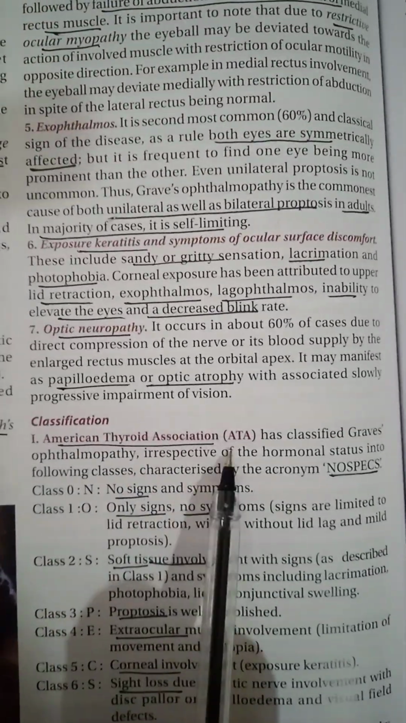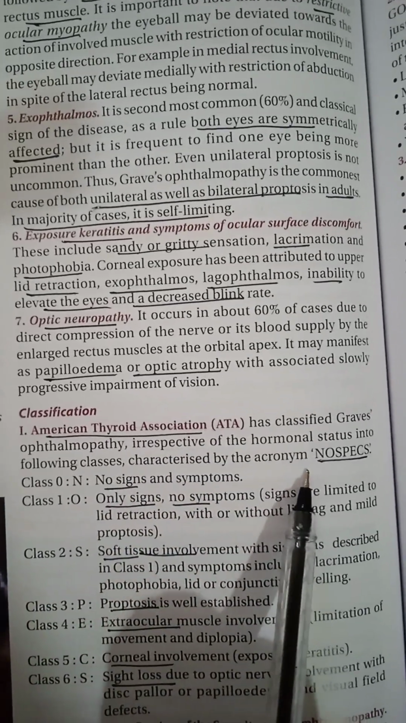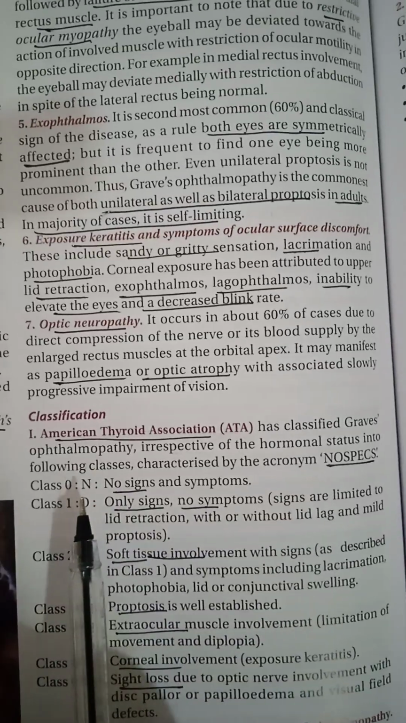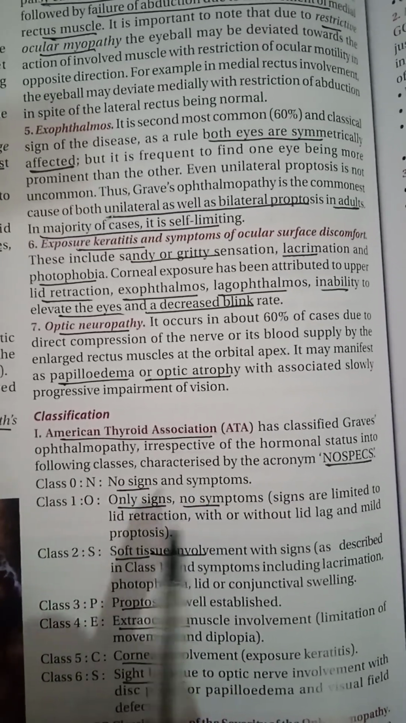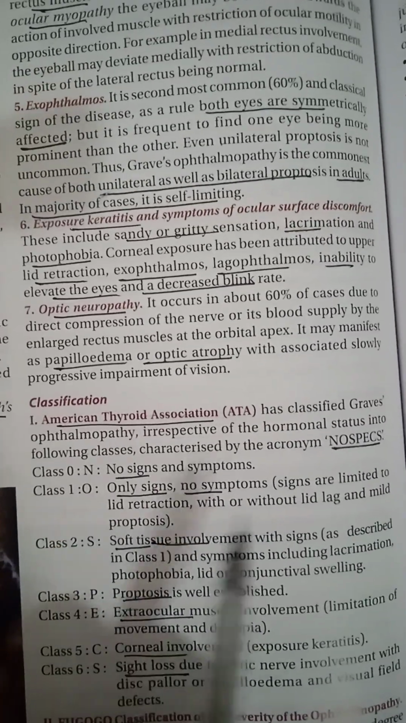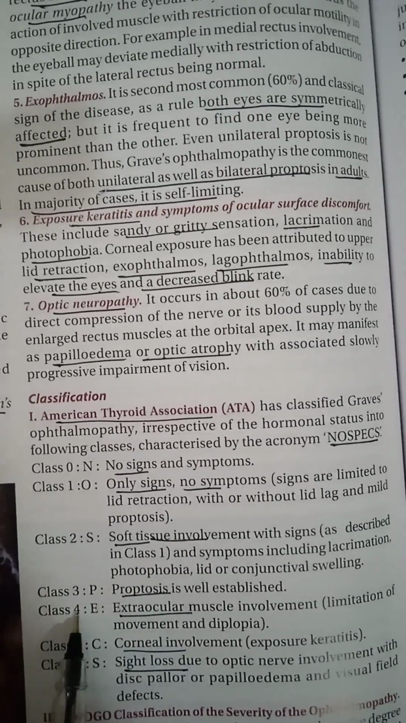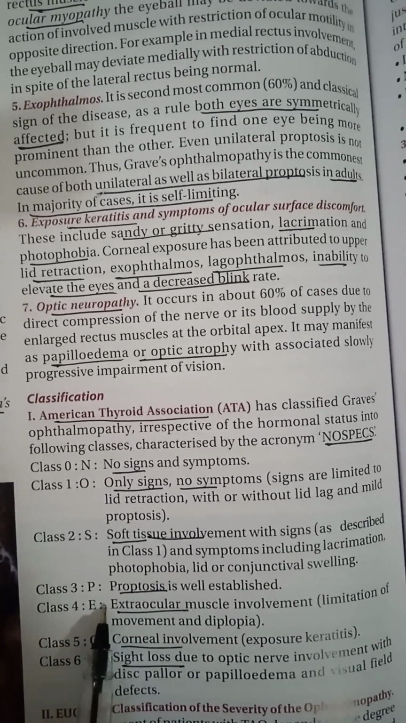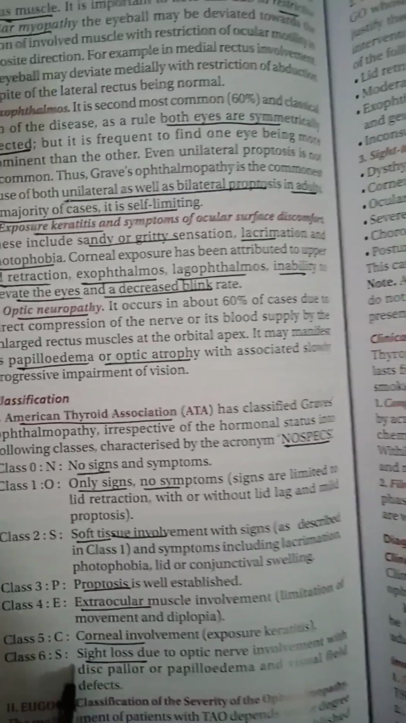According to the American Thyroid Association, the classes are categorized and there is an acronym: NO SPECS. N is no signs and symptoms. Class 1 is only signs and no symptoms. Next is S, soft tissue involvement. P, proptosis. E, extraocular muscle involvement. C, corneal involvement, exposure keratitis, and S, sight loss.